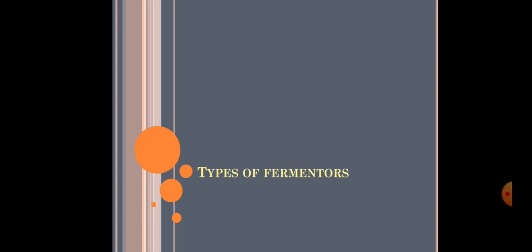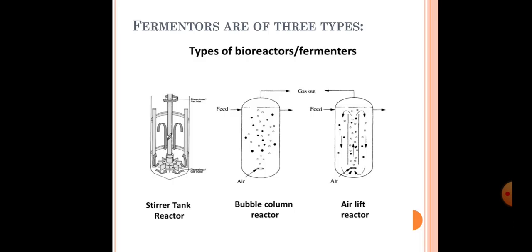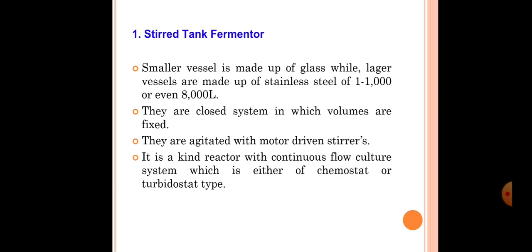Next, moving on to types of fermenters. Industrially, three important types of fermenters are being used: stirrer tank reactor, bubble column reactor, and airlift reactor. The stirrer tank fermenter or bioreactor is a small vessel made up of glass, while large vessels are made up of stainless steel of 1 to 1000 or even 8000 liters of capacity. They are closed systems in which volumes are fixed. They are agitated with motor driven stirrers.